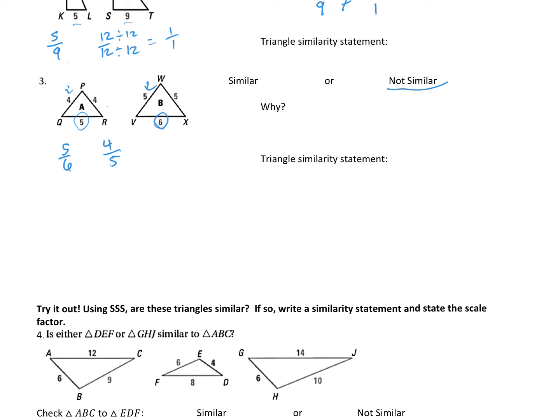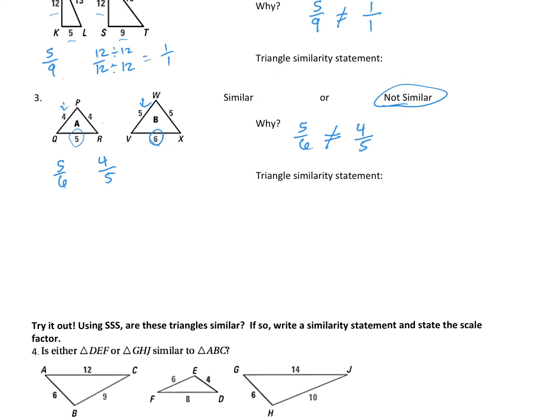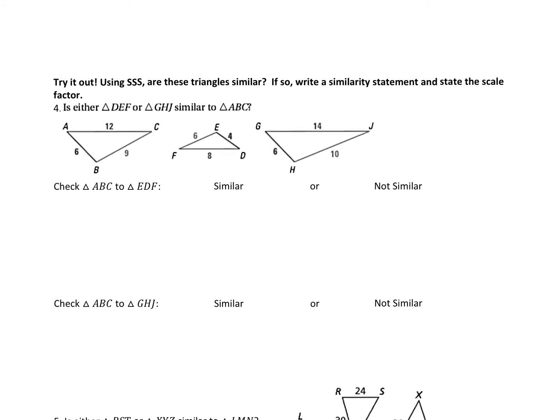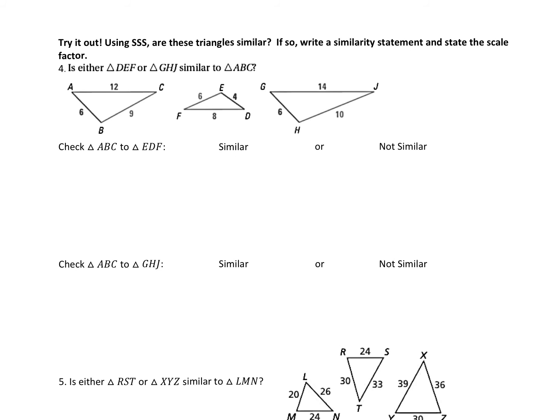So these are not similar because 5 over 6 is not equal to 4 over 5. And I don't have a similarity statement because these are not similar. Let's keep going. Try it out. Use side, side, side. Are these triangles similar? If so, write a similarity statement and state the scale factor.